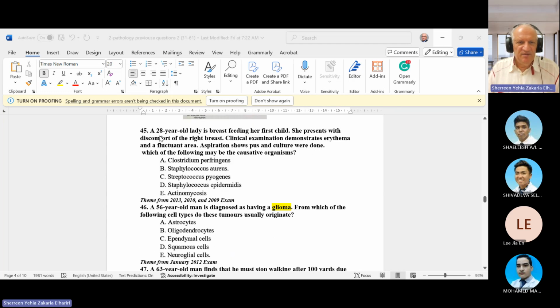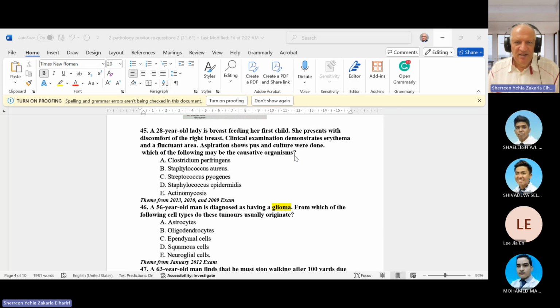The next question: a 28-year-old lady breastfeeding her first child. It is important: usually if we mention first child, it means that the lady has not much experience about cleaning of her breast, the areola and the nipple, so mastitis and abscess are very common. She presented with discomfort in the right breast. Clinical examination demonstrates erythema and a fluctuant area. Aspiration shows pus. Culture was done. Which of the following may be the causative organism?